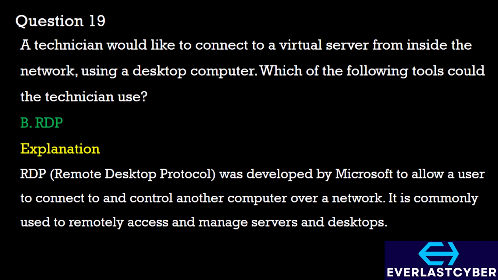The other options, so for HTTP, this is used for transferring and accessing web pages. It is not used for remote connection. IMAP is a protocol used for accessing and retrieving email messages, but it is not used for a remote connection. SSL is used to secure communication over a computer network. It is used to encrypt data, but it is not used for remote connection. So that's why we're going with option B, the RDP.